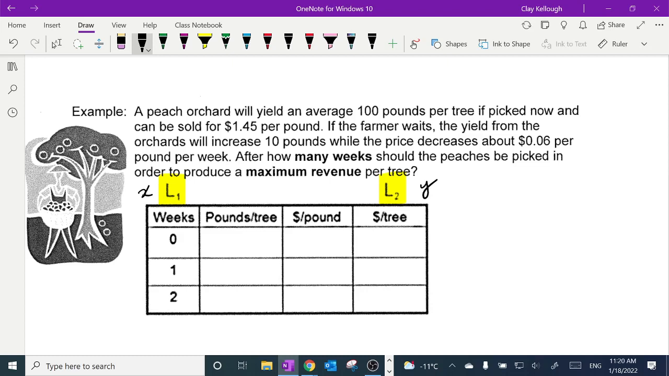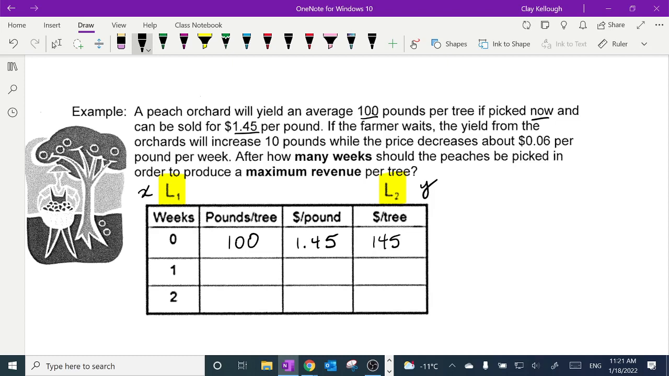In week zero, if I picked right now, we pick 100 pounds, and we can sell it for $1.45 per pound. So that's why the next step is one more multiply. If I have 100 pounds, and I'm selling it for $1.45 per pound, that's going to get me $145 for my, what is this, pear or peach tree.